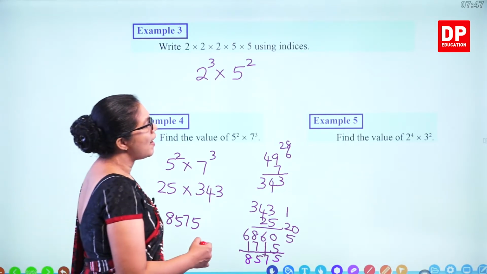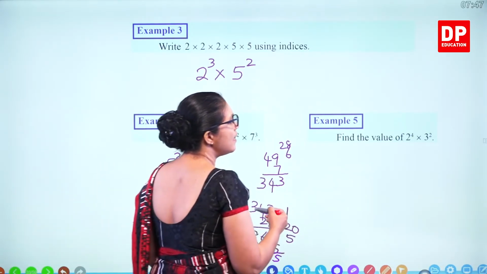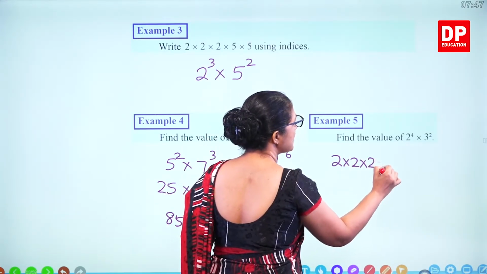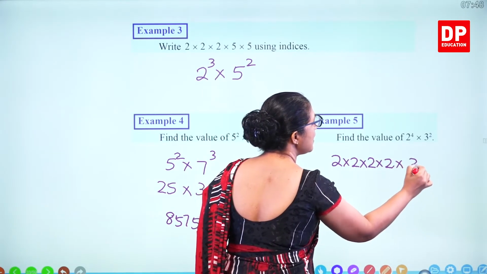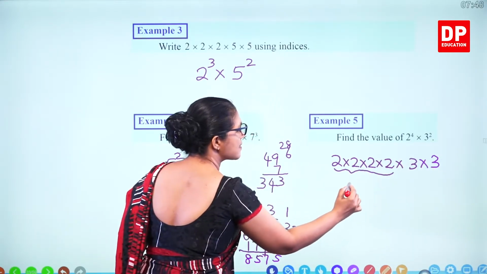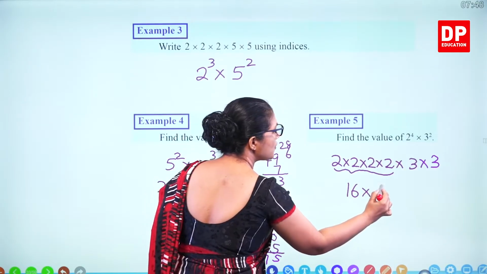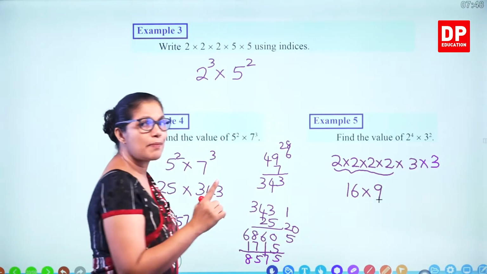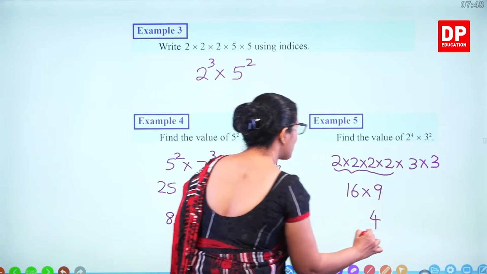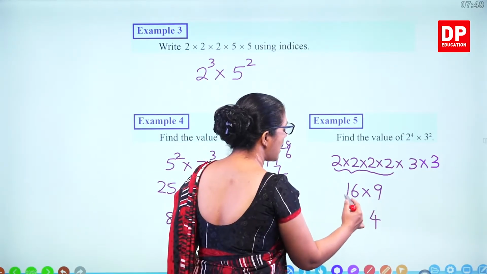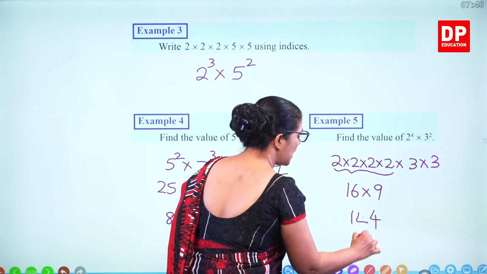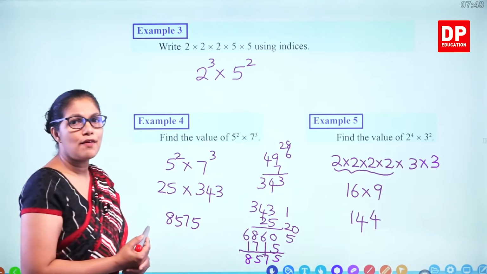This one, find the value of 2 to the power 4 and 3 squared. So 2 to the power 4 means 2, four times, and 3 twice. So here you get 16. 3 squared is 9. Now multiply these two. 9 times 6, 54. 5 remaining. 9 times 1, 9 plus 5, you get 14. 144.